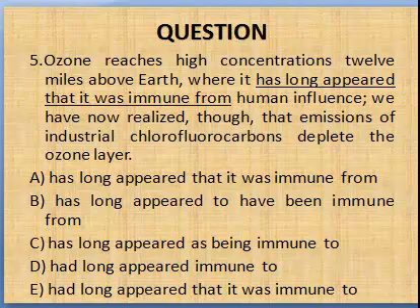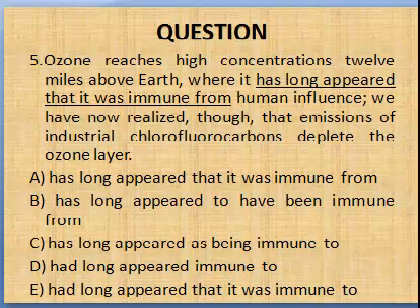So next one says that ozone reaches high concentration 12 miles above the earth, where it has long appeared that it was immune from human influences. Be now the emission of that. Okay, so ozone, that's something that's happening. So something that's happening should be something that is happening or something that has happened. So that's one thing that we have to derive, whether it has to be has or it has to be had. So ozone reaches high concentration 12 miles over where it had long appeared to be immune.